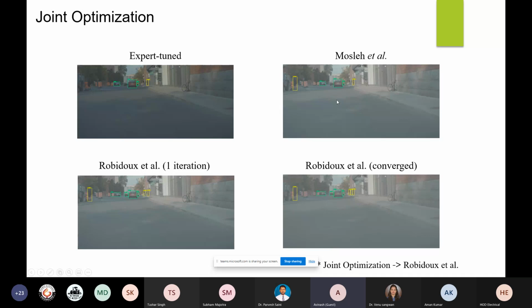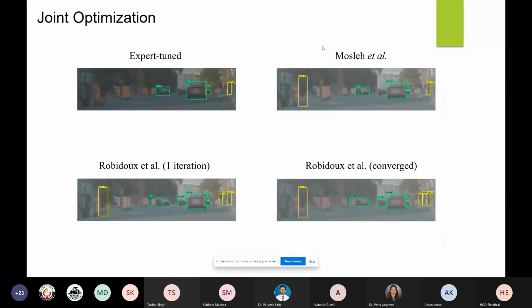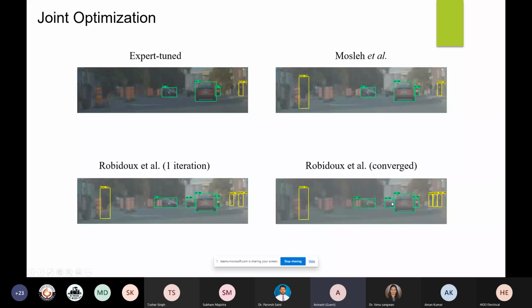You can clearly see that with the joint optimization, it's actually detecting a lot more objects compared to both expert tuned and optimizing the ISP independent of the CV model. You can see here, there is one more car here, and in all the cases, the expert tuning was much worse. But you can clearly see this is a lot more saturated image, and this image looks a lot more presentable for human viewing compared to all the others.